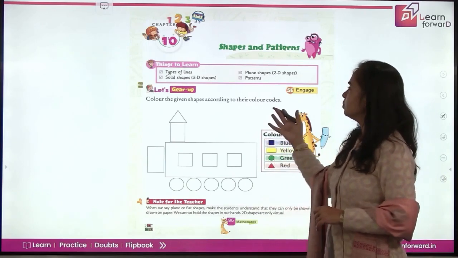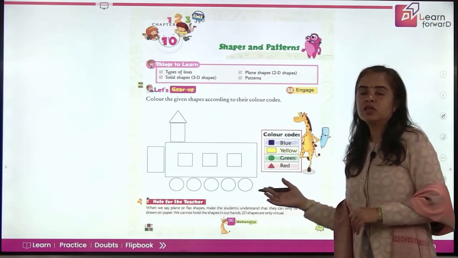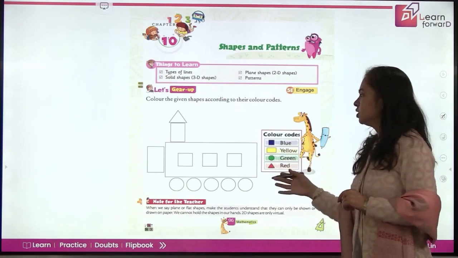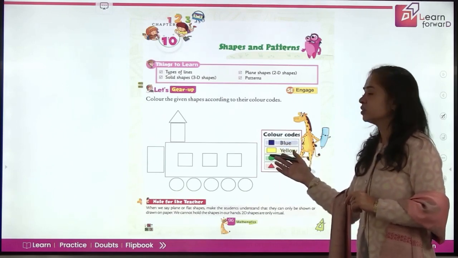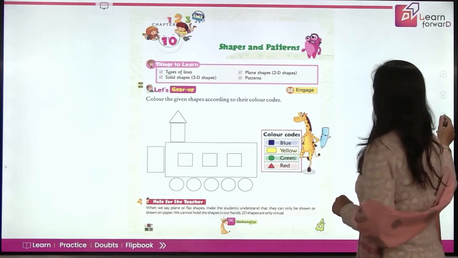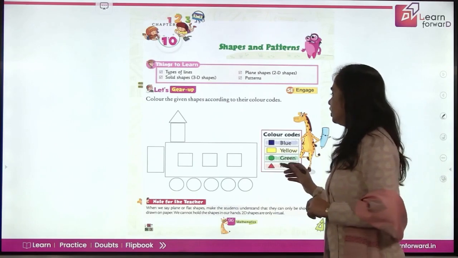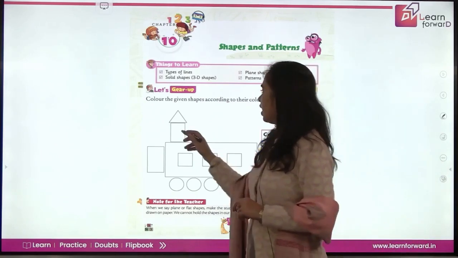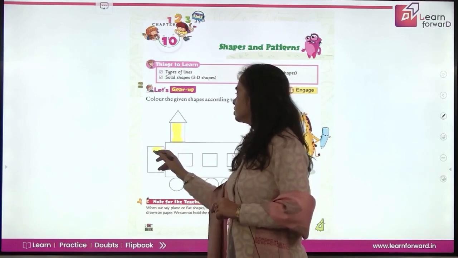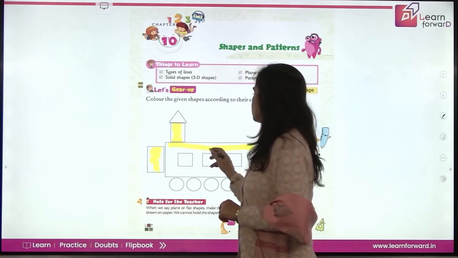Color the given shapes according to their color code. So, you see this engine is made up of small shapes and the color code is given to you. Wherever you see this square, you will color it blue. Then the rectangle, you will color yellow, and green will be your circle, red will be your triangle. So if I have the rectangle here, I'll color it yellow. This also yellow. Similarly, I'll color this also yellow.